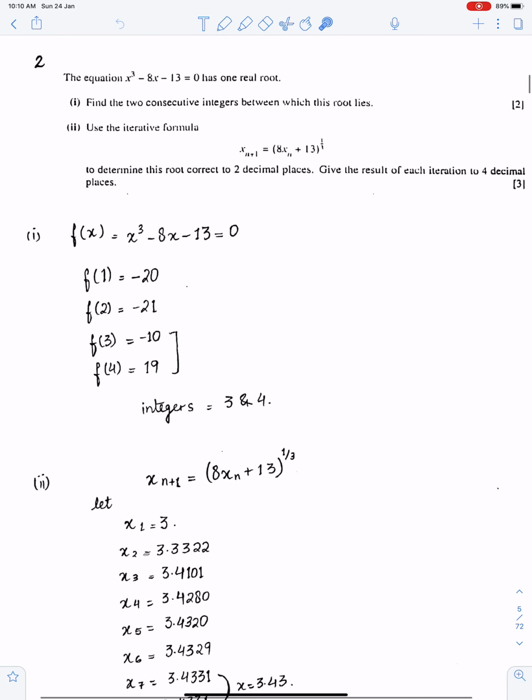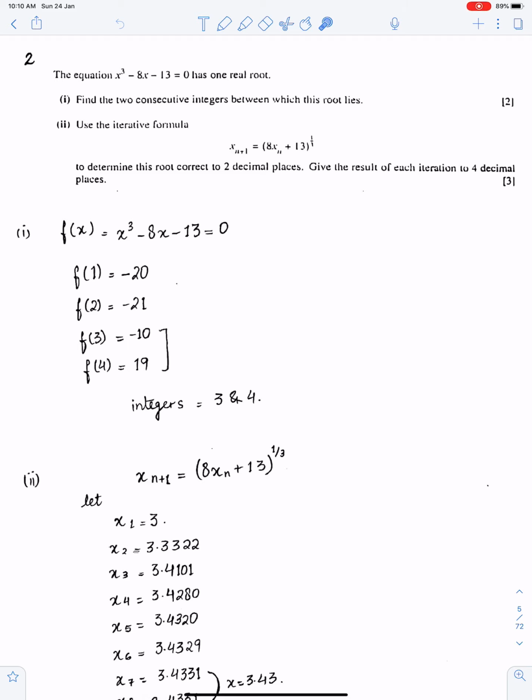Question number 2. The equation x cubed minus 8x minus 13 has one real root.